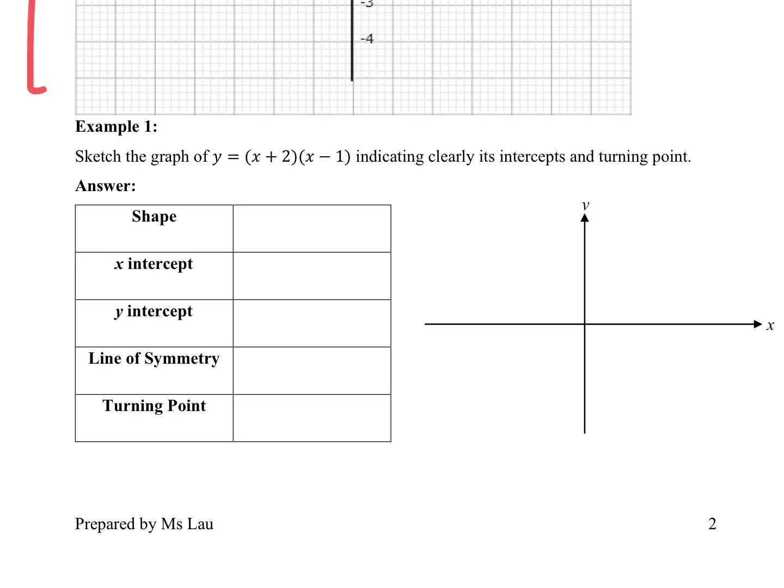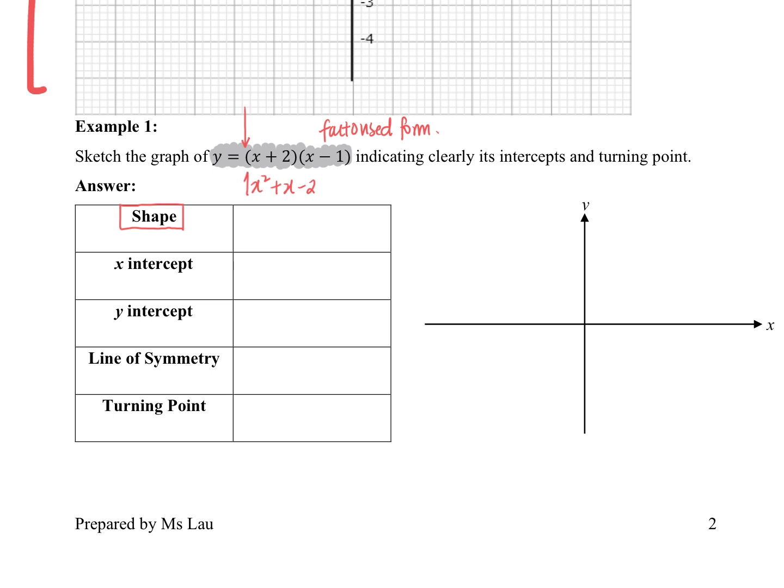Okay, so first thing first, I look at the form that is given to me. This is what form? Factorized form. So that means I will have to use this to find my intercepts first. So when they say sketch, you need to find a few things first. Number 1, you want to determine the shape of the graph, which I told you just now. You look at the sign in front here. Or rather, if you expand it out fully, you will see that this is your quadratic expression.